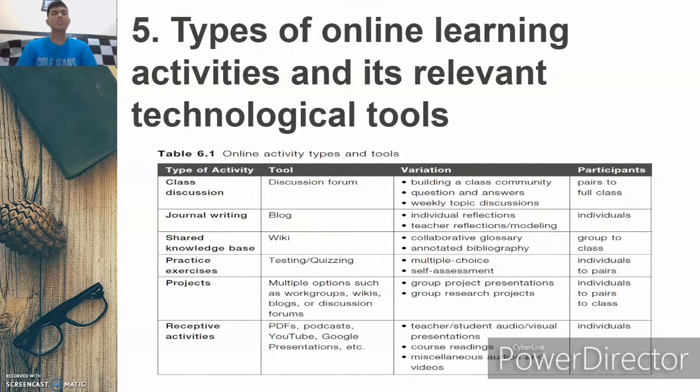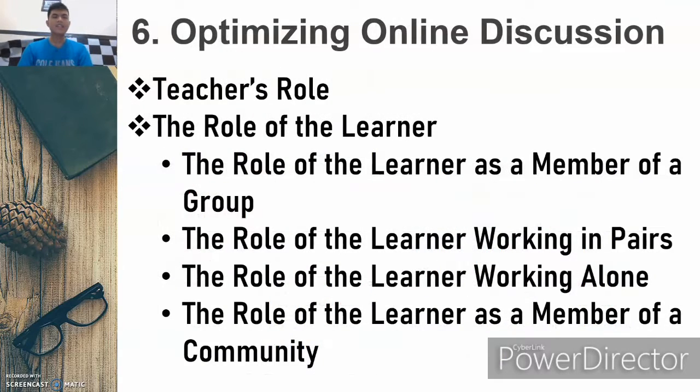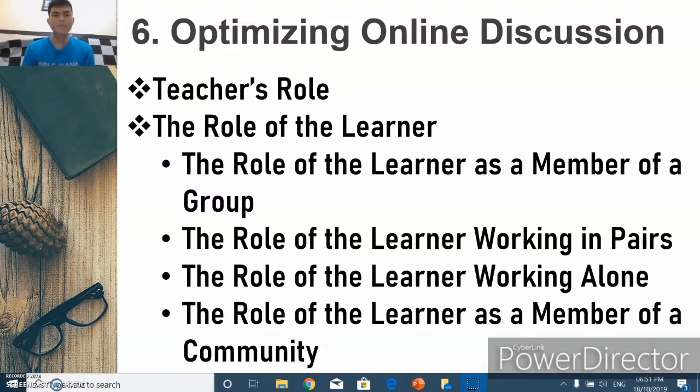Next, what are the types of online learning activities and their relevant technological tools? As you can see, there are 6 activities and their technological tools: class discussion, discussion forum, journal writing, blog, etc. Next is optimizing online discussion. So how can we optimize the online discussion?